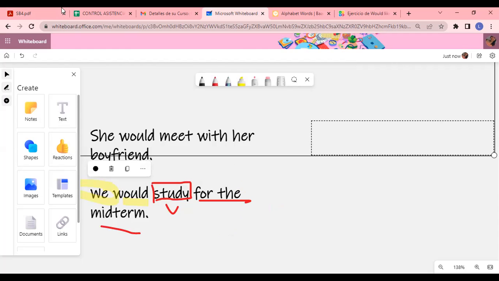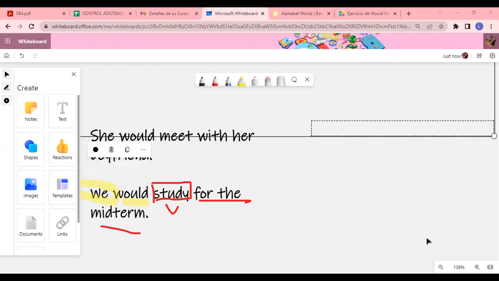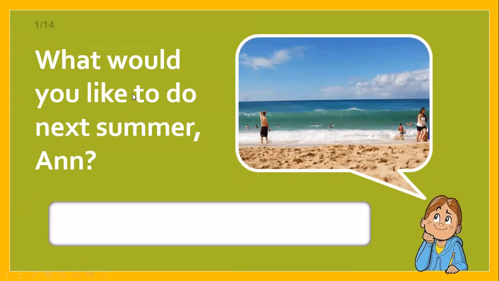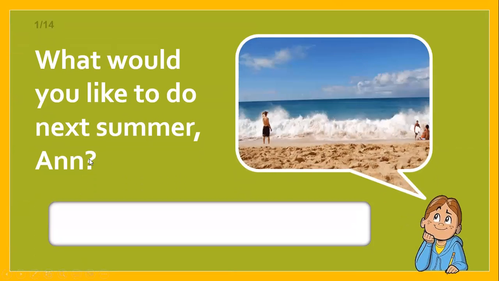Questions? No. Okay. Is it clear as water or clear as water of bachata? I think it's clear like water, right? Very clear. Okay, let's see. Here, I am going to show you some pictures and it says, what would you like to do? And you can use would or wouldn't, or you can use would like to as well. So here we have, what would you like to do next summer?